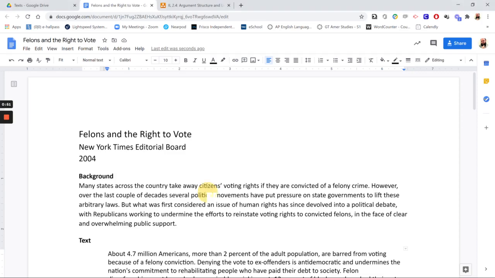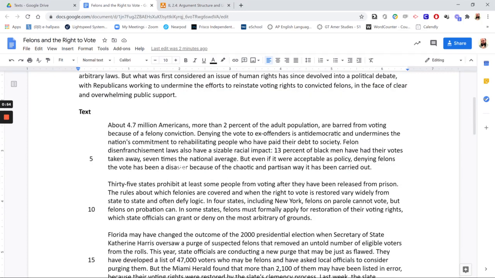So the instructions tell us to just analyze the first 6 paragraphs. And usually the primary claim is going to come somewhere at the beginning. So if we read through this first paragraph here, about 4.7 million Americans, more than 2% of the adult population, are barred from voting because of a felony conviction. Denying the vote to ex-offenders is anti-democratic and undermines the nation's commitment to rehabilitating people who have paid their debt to society. Felon disenfranchisement laws also have a sizable racial impact. 13% of black men have had their votes taken away, 7 times the national average.